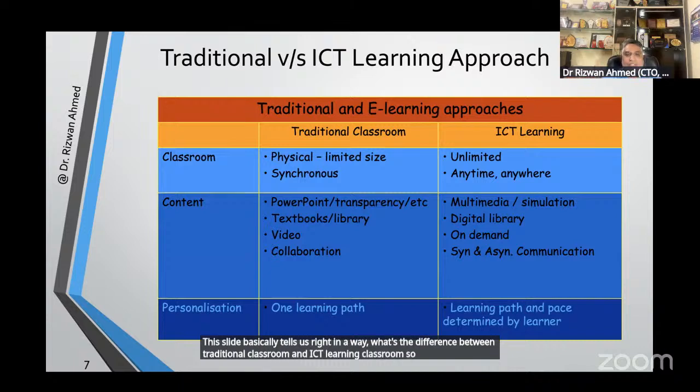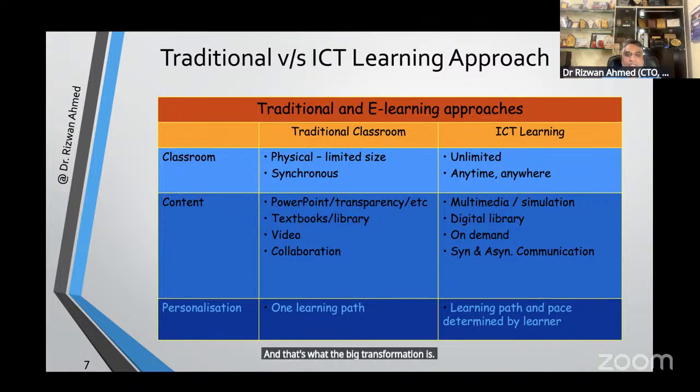So in our traditional classrooms, we used to have a limited size of the classroom. It needs to be physical in nature. We can't have more than, say, 60 to 100 people. If it is more than that, you won't have proper synchronization between the people attending and the person delivering the session, just to know what the audience engagement is. And this needs to be completely synchronous. But ICT learning gives us the opportunity to have an unlimited number of people joining at any time and anywhere in the world. And that's the big transformation.